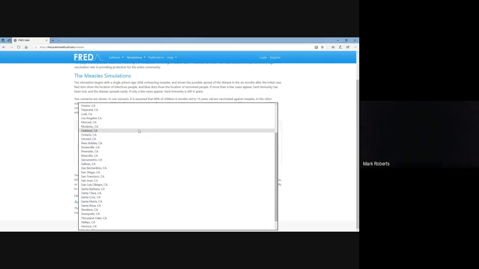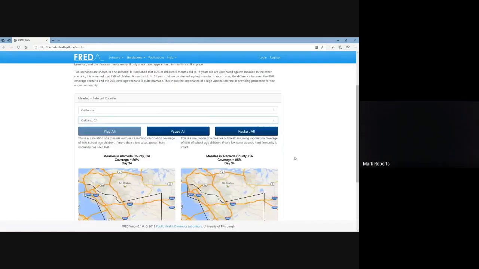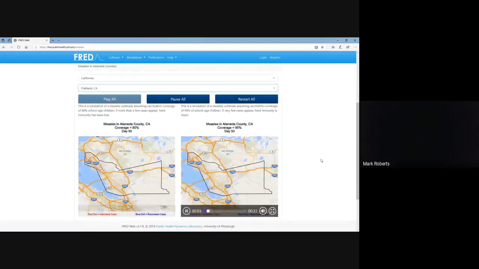Oakland? Cool. And then what you will see on the left-hand side of the screen is what would happen in Alameda County, which is where Oakland is, if only 80% of children who should be vaccinated against measles were vaccinated, and you drop a random case of measles into Alameda County schools. On the right, you see the exact same introduction, but if 95% of the children who should be vaccinated against measles are. And what you see is you get hundreds and hundreds of cases if only 80% of the kids are, and you get almost no cases if 95%.